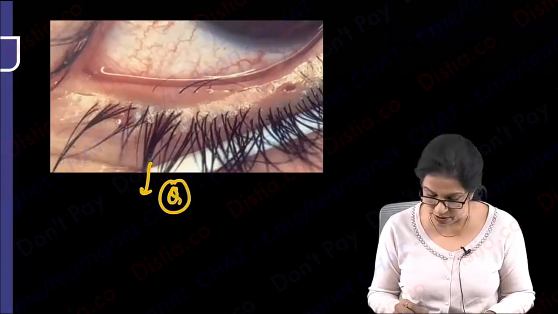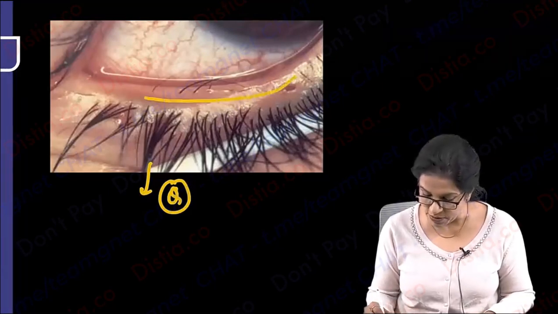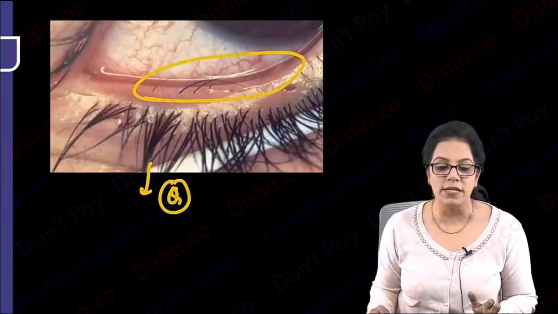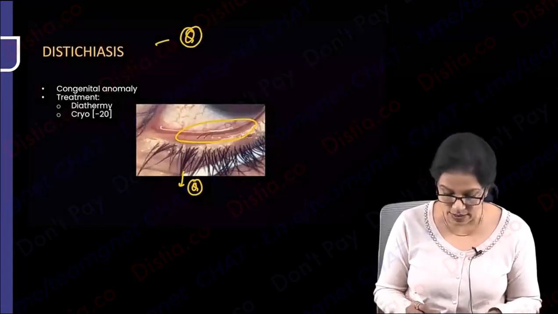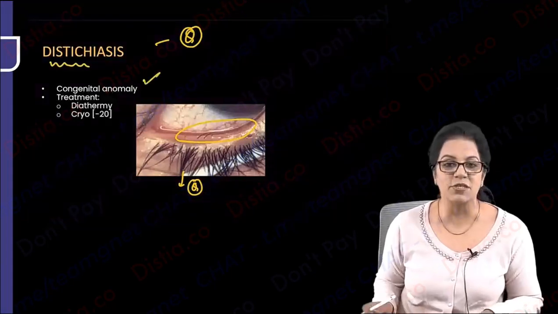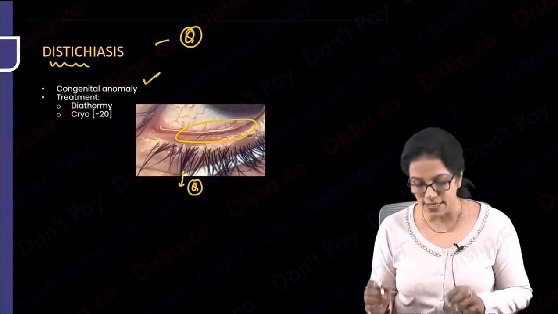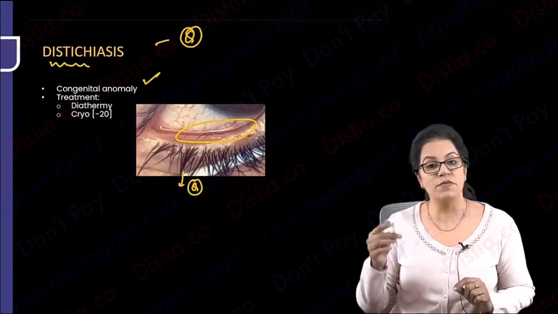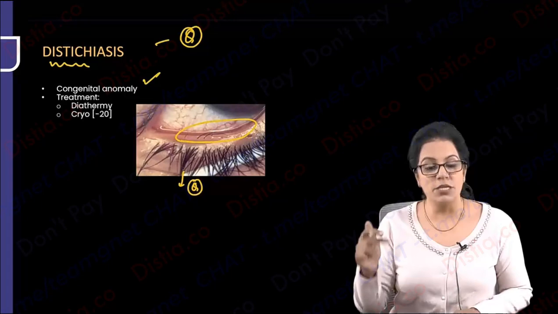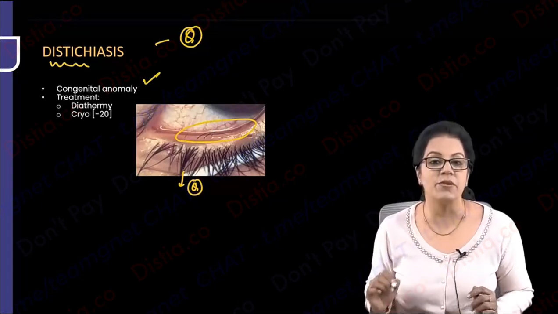So this is extra, if you see, there is an extra row of lashes out here. And this is what is called distichiasis. Distichiasis is a congenital anomaly with an extra row of eyelash. Do you realize that one is on the anterior lid margin, but the posterior one is going to rub on your cornea? So immediately, on an urgent basis, it should be removed.